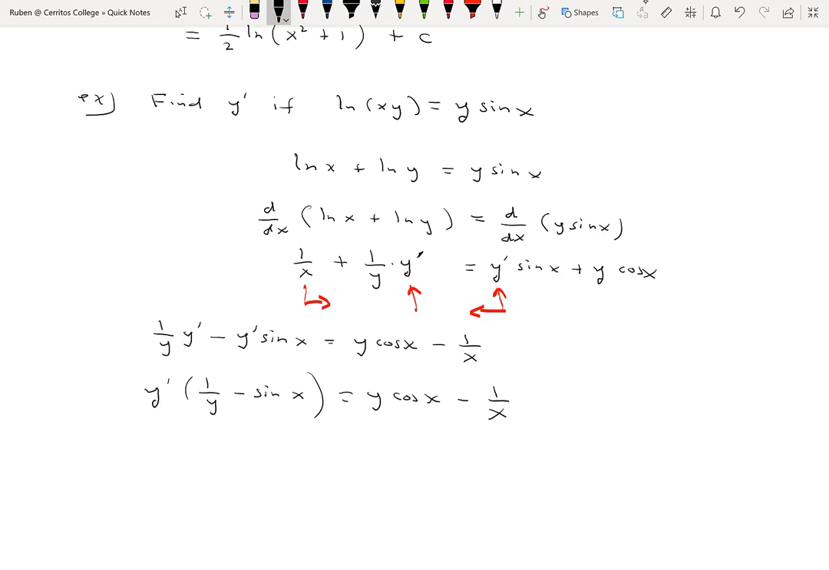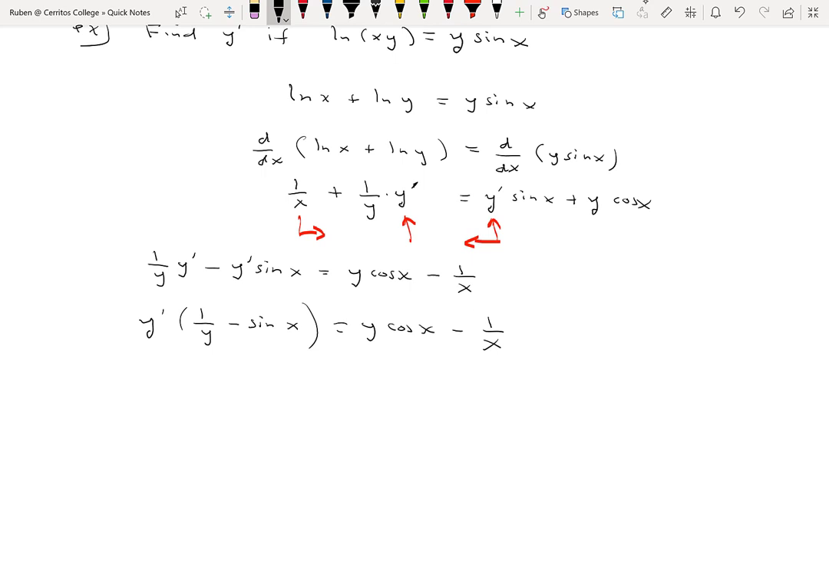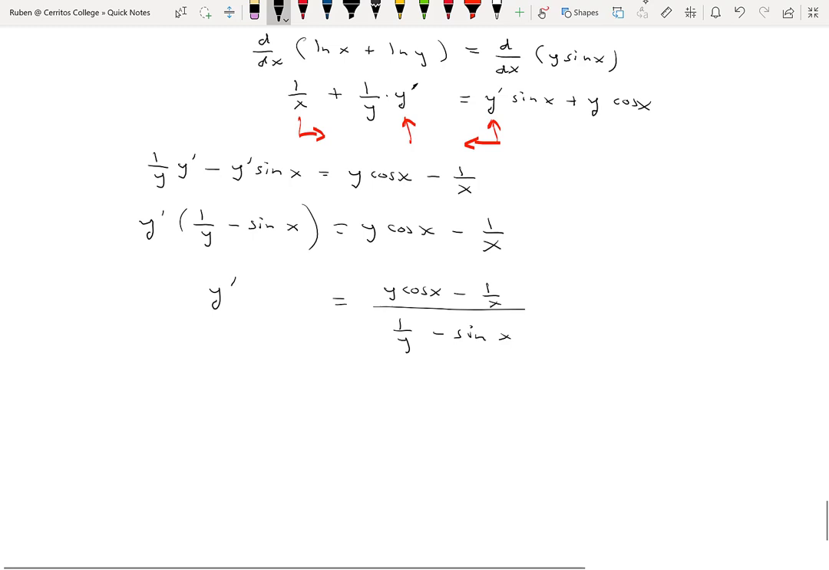And finally, almost finally, I guess, we can divide both sides by whatever's keeping y prime from being alone. We'll divide both sides by the coefficient of y prime, which is that whole 1 over y minus sine of x. Yeah, that's pretty much it. I'd like to have our answer not as a complex fraction, so maybe I'll multiply the numerator and denominator by x times y. That'll do it. So if I multiply numerator and denominator by xy, I'm going to get y prime equals xy squared cosine x minus y, because if I multiply xy times 1 over x, the x cancels. Then in the denominator, I'm going to get x, 1 over y times xy is x, minus xy sine x. And that does it.